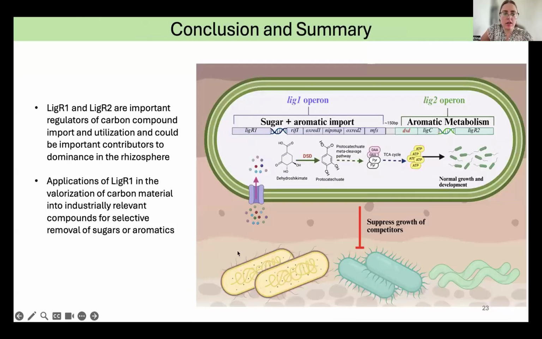And LIGR1 and LIGR2, like I said, are important regulators of carbon compound import and utilization, and it could be important for overall establishing dominance in the rhizosphere, as well as suppressing growth of competitors, especially if they do not have this operon. And we're currently looking at using the LIGR1 regulator, either the overexpression of this protein or the knockout, in terms of the valorization of carbon material, maybe lignin, for industrially relevant compounds. In this case, if you want, for example, only sugar molecules, you could use the LIGR1 knockout. Or if you're more interested in the aromatics, you could use the overexpression, where you're suppressing the utilization of those aromatic compounds.